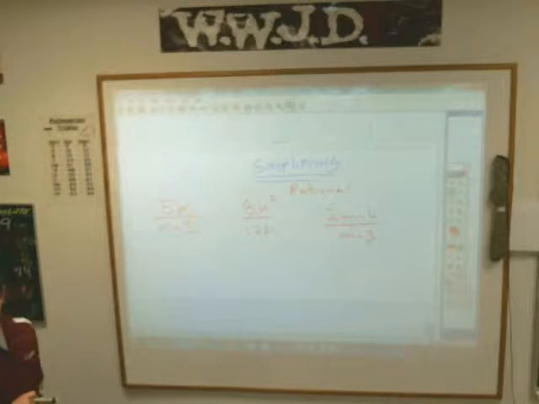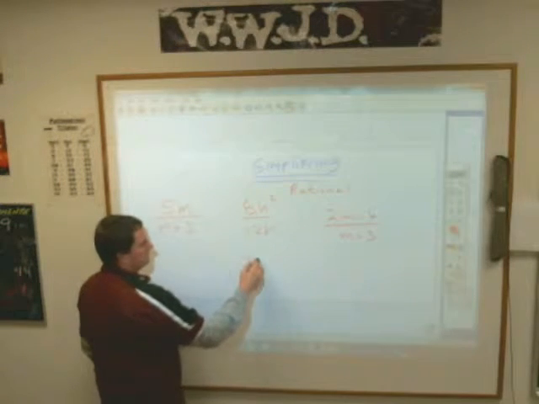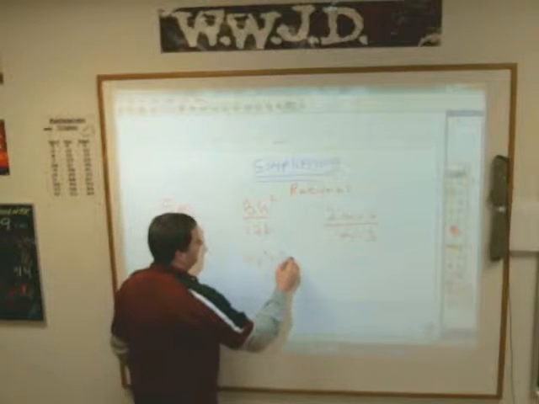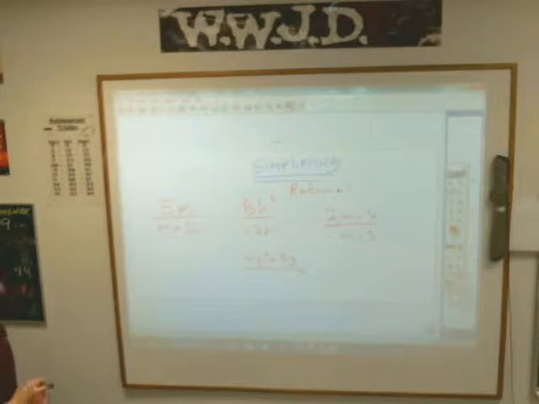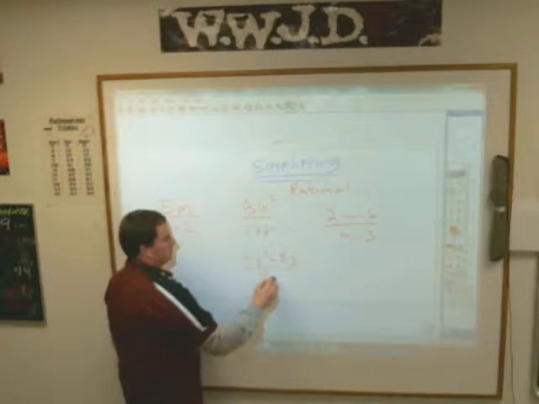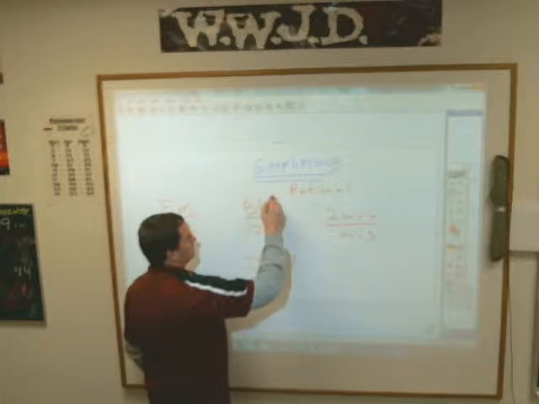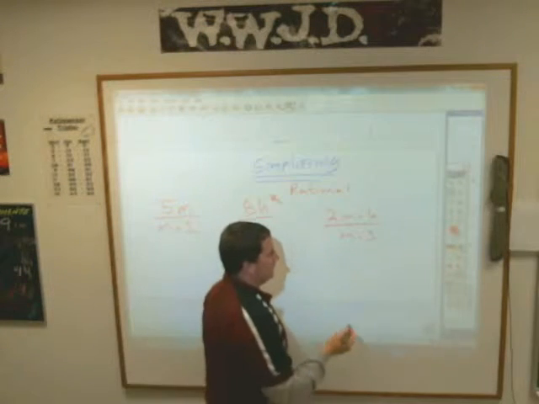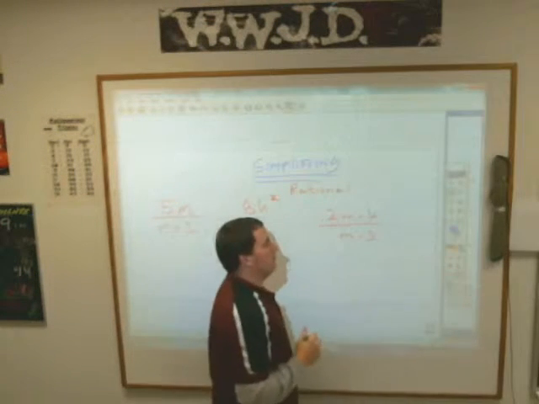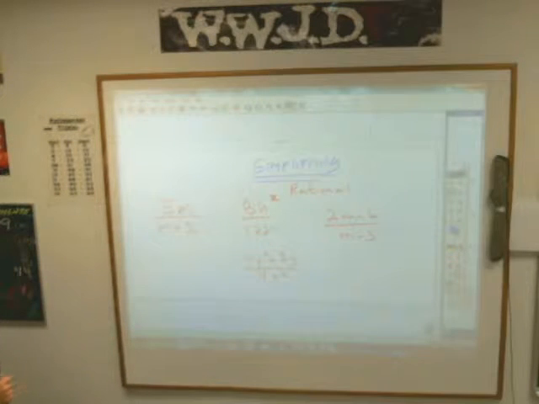And let's do one more just because we can. 4y squared plus 8y over y plus 2. Which of these can be simplified, which can't, and if you can simplify, how does one go about doing that?